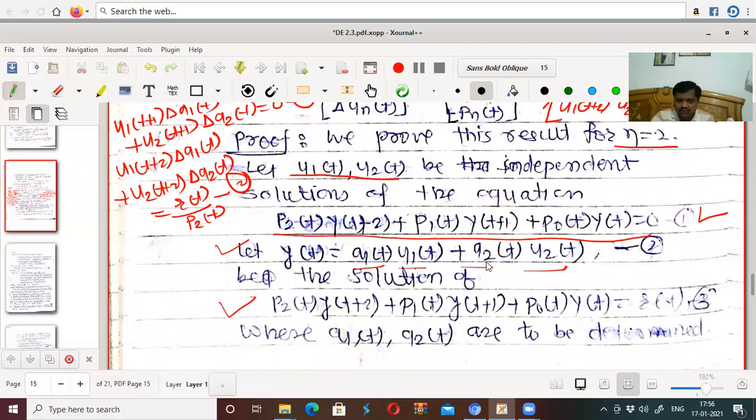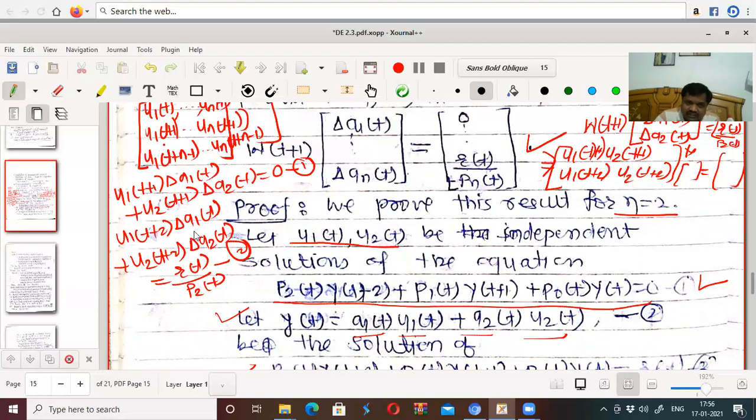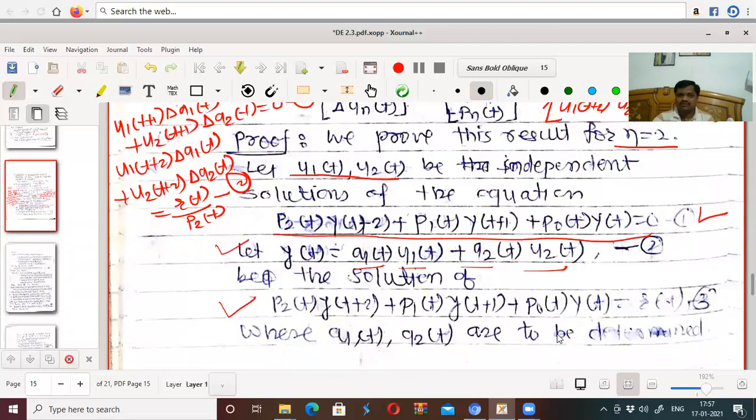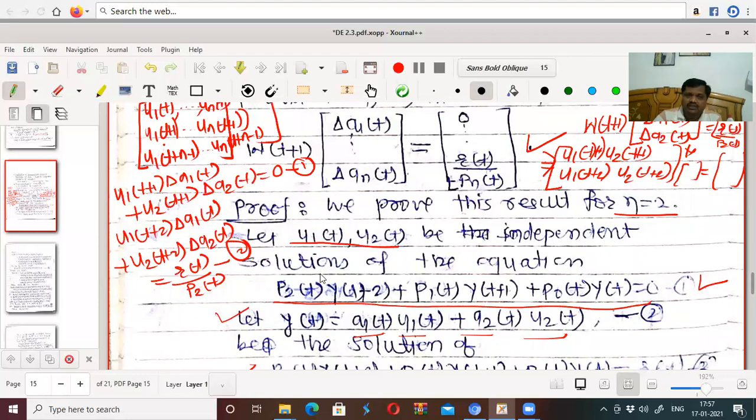if y(t) = a1(t) u1(t) + a2(t) u2(t) is the solution of this equation, then a1(t), a2(t) must satisfy these two equations, 1 and 2. Or we can also say that if a1(t) and a2(t) are functions which satisfy these two equations, then y(t) given by a1(t) u1(t) + a2(t) u2(t) is the solution of this non-homogeneous equation, where u1 and u2 are two linearly independent solutions of equation 1.